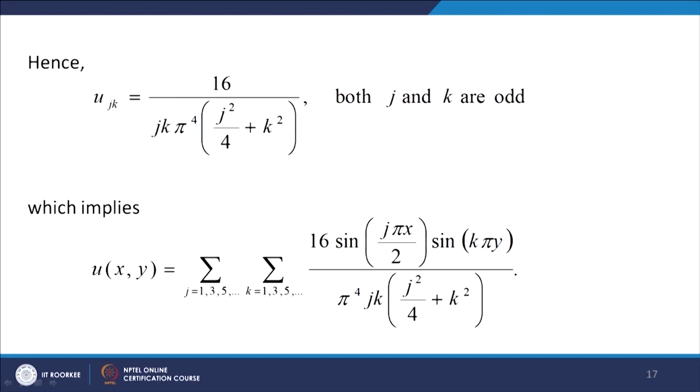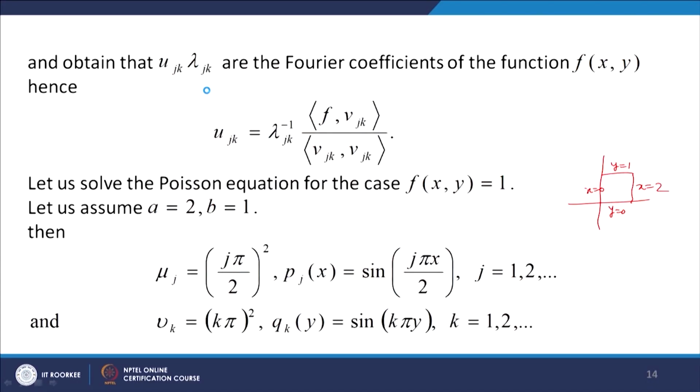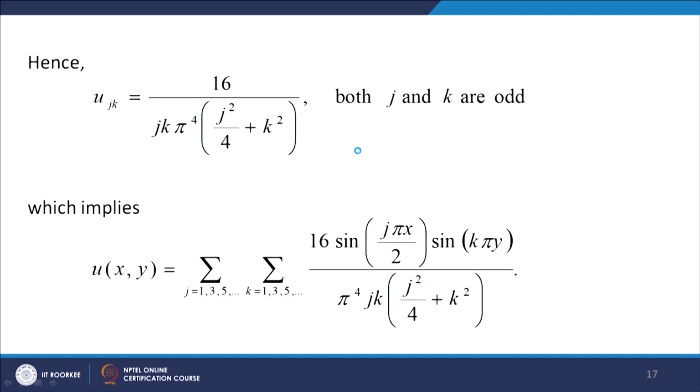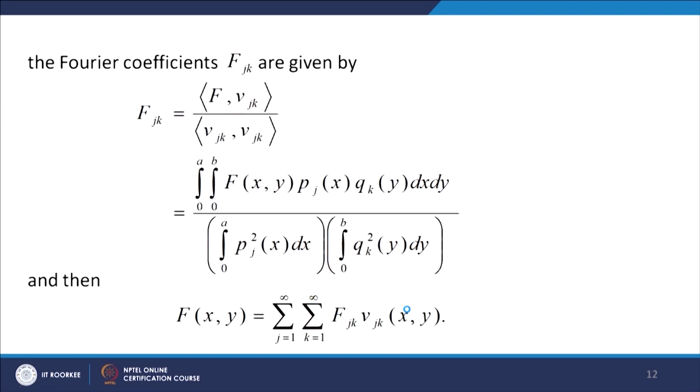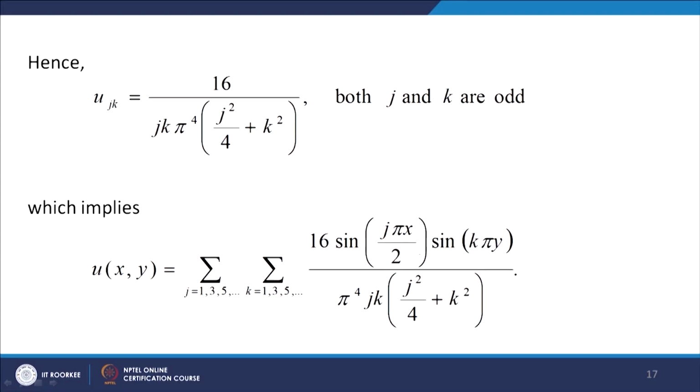u_jk is equal to lambda_jk inverse times f_jk over the inner product of b_jk with b_jk. When both j and k are odd, this implies u(x,y) equal to this expression. We have this expression for any function f(x,y). So we have for the function u(x,y) the series, j equal to 1 to infinity, k equal to 1 to infinity. So we get u(x,y) equal to this expression. So this is how we solve this problem.